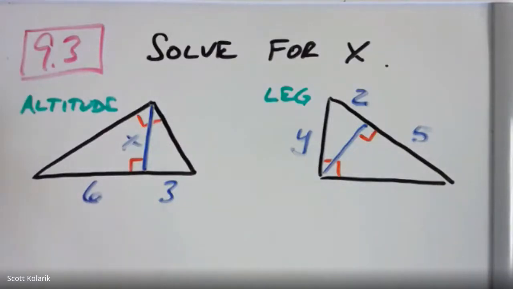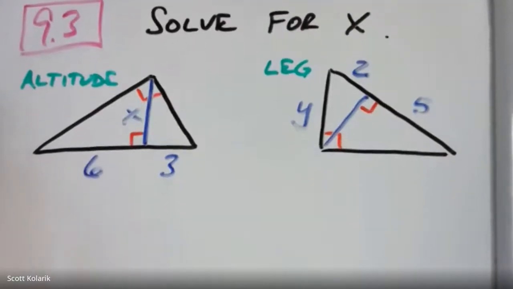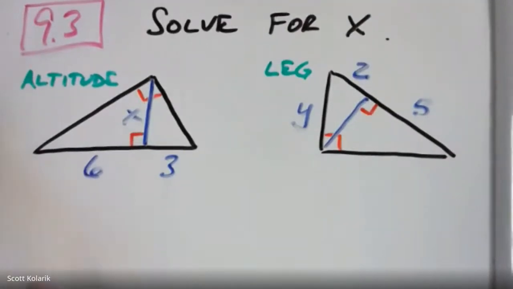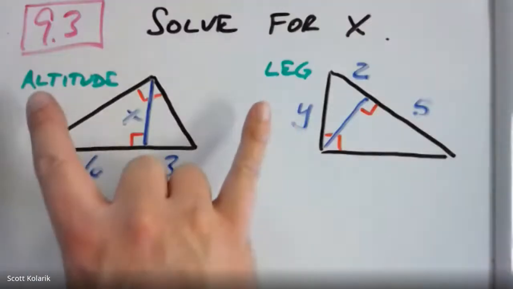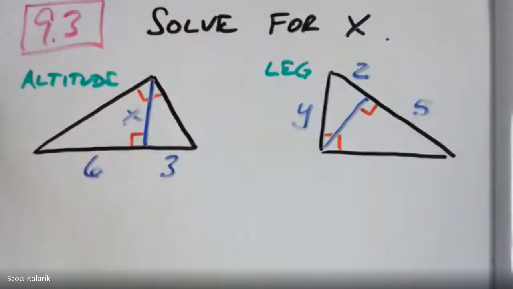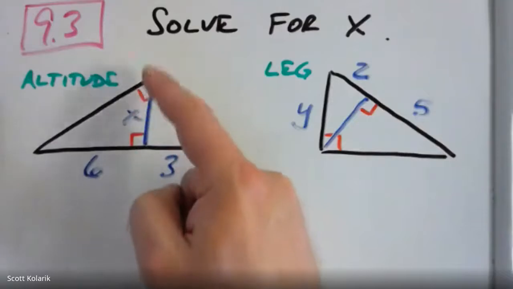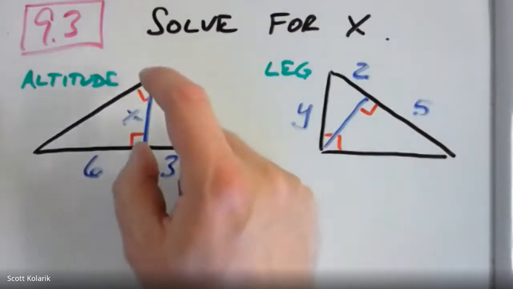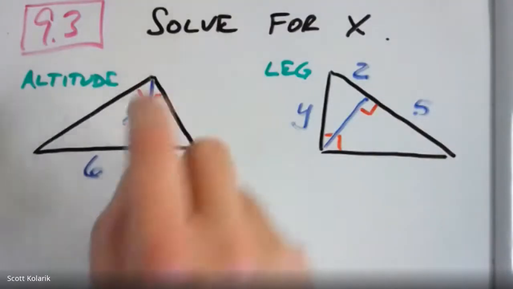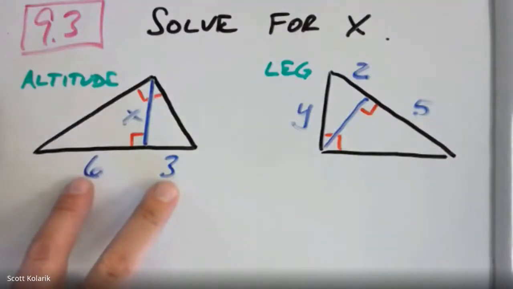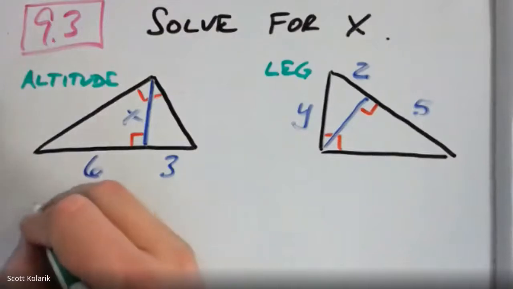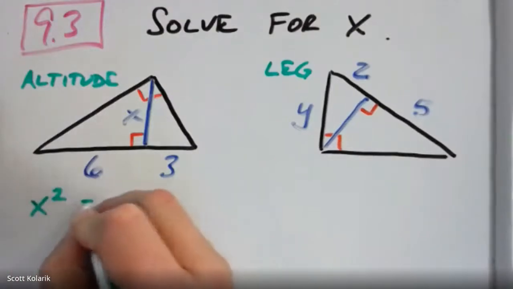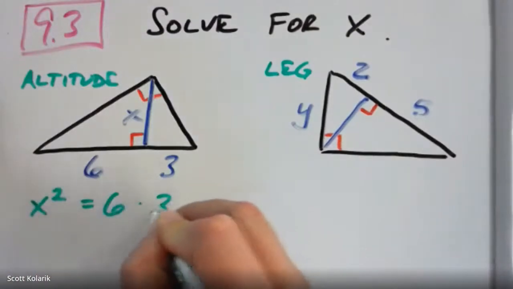So here, let me just jump right to the shortcut ways, because in section 3 we learned a couple of shortcuts based on these two scenarios, the altitude and leg theorems. If I'm asked to solve for the altitude, the altitude squared is equal to the product of these two pieces. In this case, that x squared is equal to 6 times 3.